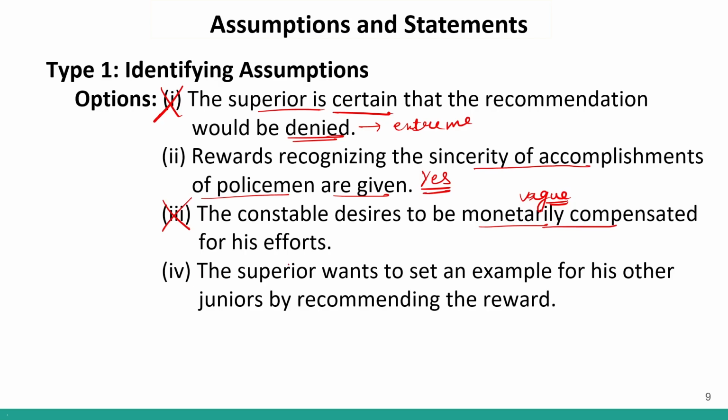Fourth one says the superior wants to set an example for his other juniors by recommending the reward. Again, this is an extreme statement or unnecessary statement. We do not know the motive behind the superior or the constable. It is not given to us in the statement, so we cannot assume this. So, the correct answer will be option number 2. Option number 2 is the only statement that we can assume. So, this will be the correct assumption.